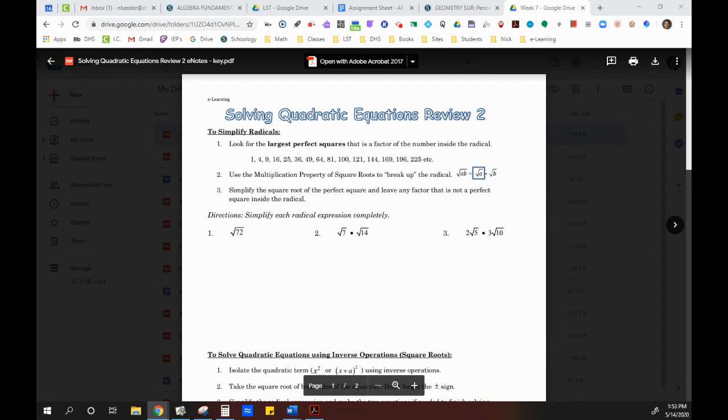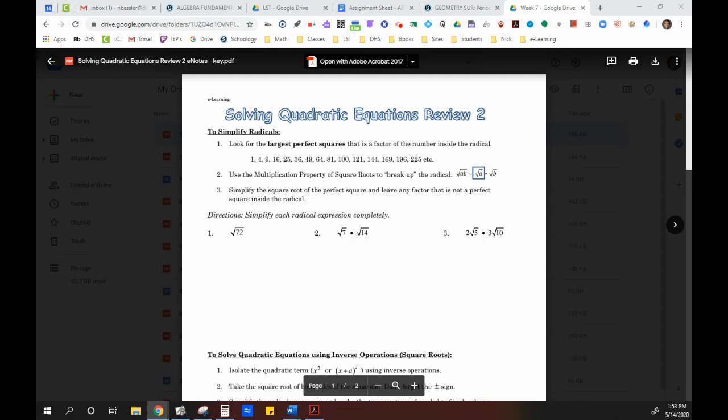Here we have some outside numbers, the 2 and the 3, that are going to be multiplied together because they're just on the outside. And then we also have this rad 5 times this rad 10, and those are both radicals, so I can multiply those together as well. So 2 times 3 gives me 6. This rad 5 times a rad 10 is a rad 50.